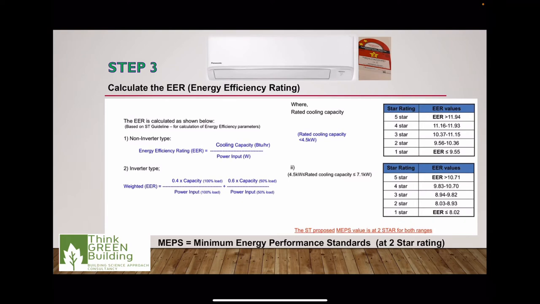So what is the meaning of MEPS? MEPS means minimum energy performance standard. The Suruhanjaya Tenaga mentions that the minimum for the aircon to perform is at 2-star rating. Based on our EER calculation, here is the star rating. We have 5-star, 4-star, 3-star, 2-star, and 1-star. The higher is the better, the most efficient.